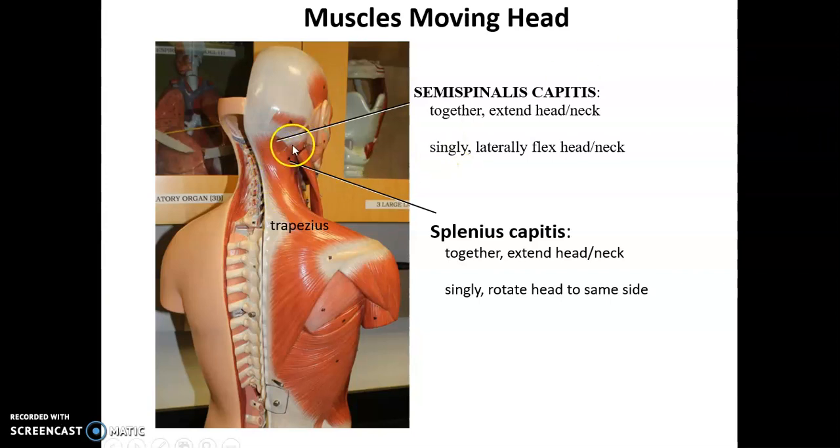Then the splenius capitis, which is more at an angle, when both muscles contract together can help to extend the head and neck. So again, help to extend, so pull the head up so you can look up. And singly, if only one of them contracts, it can help to rotate the head toward the same side that the muscle is located. So if it's contracted, it would pull the head toward the same direction that the muscle is located.